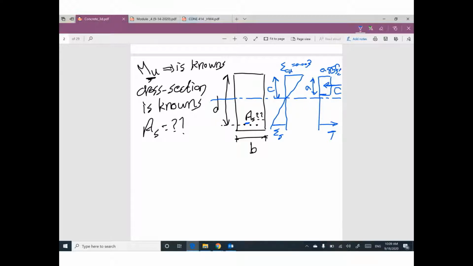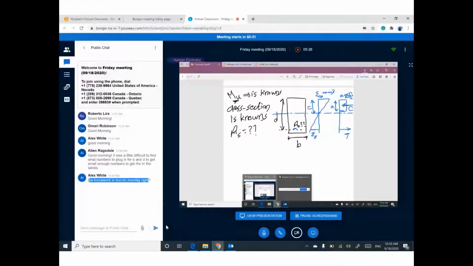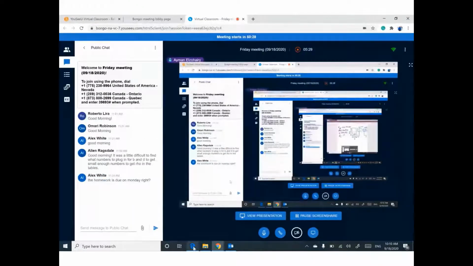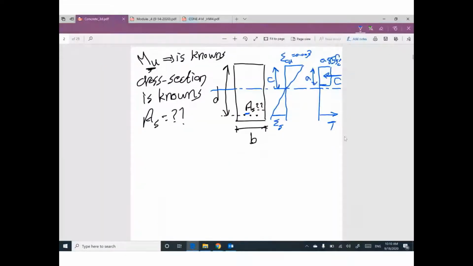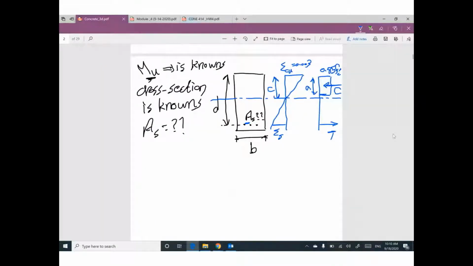Everybody agree with this layout? Anybody has any question for this point? I think we are good. We learned from equilibrium, capital C equal capital T. So 0.85 F prime C A B, that's right, equal area steel times F yield.